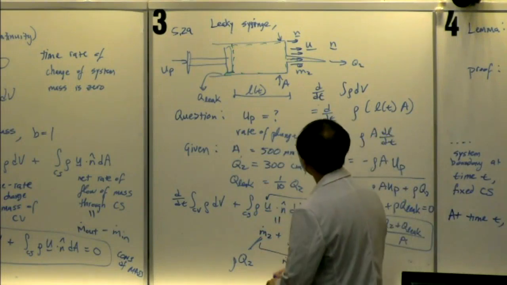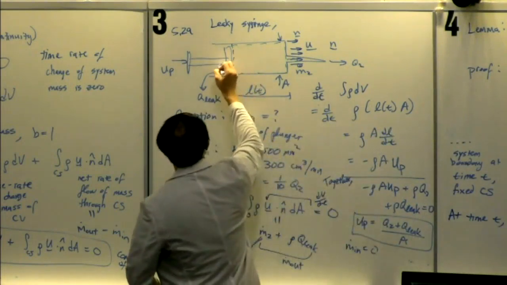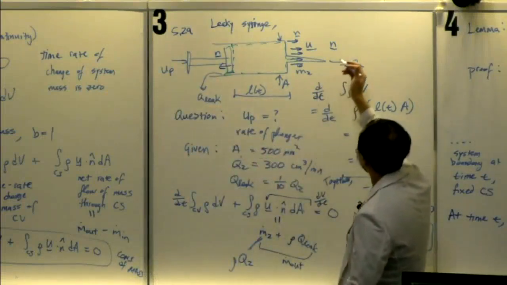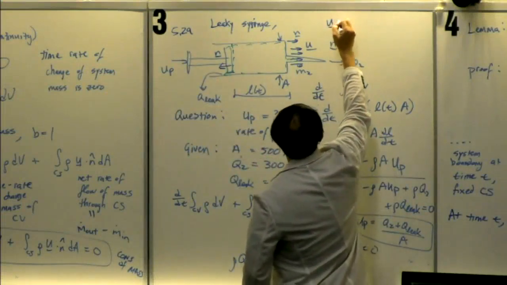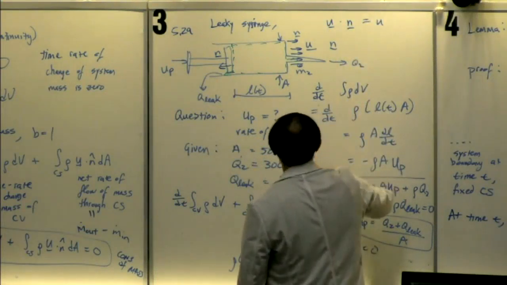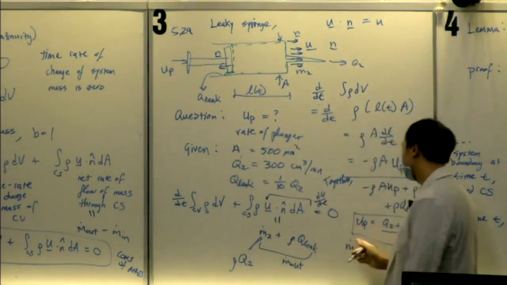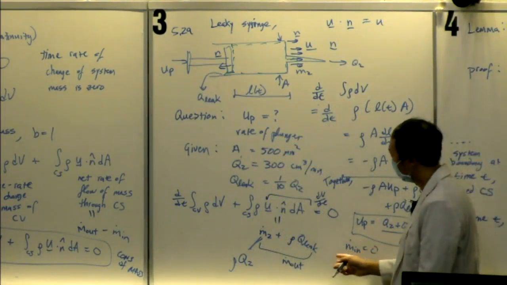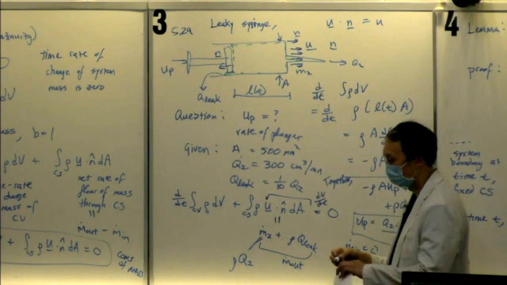So in this problem, because we don't have any influxes, u and n are always in the same direction. So u dot n is just going to equal u. When we do an influx problem next time, the sign actually matters. Then we're going to have a negative sign.